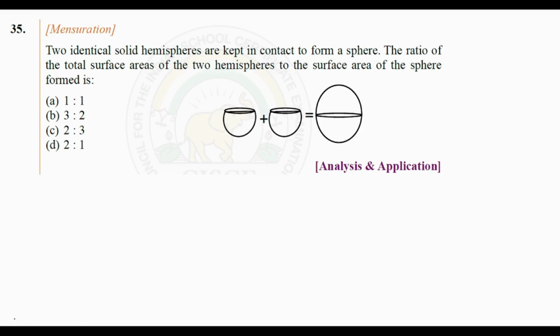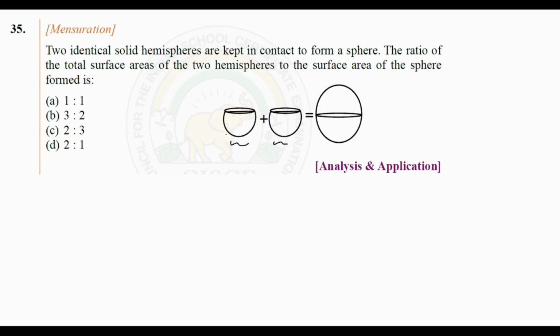Alright, in question number 35, please read the question carefully. Two identical solid hemispheres are kept in contact to form a sphere. So these two are hemispheres. This is a hemisphere, this is a hemisphere. They are kept on one another so that the sphere is formed. The ratio of total surface area of the two hemispheres to the total surface area of the sphere so formed is. So you are asked to find the ratio of the surface area of two hemispheres to that of the sphere.